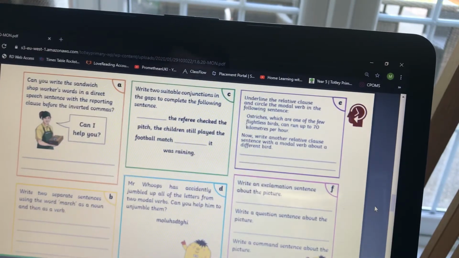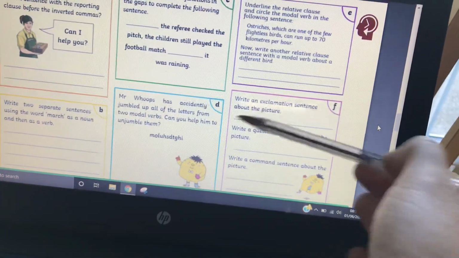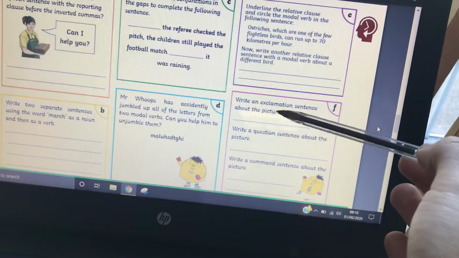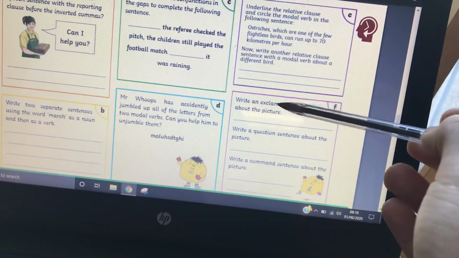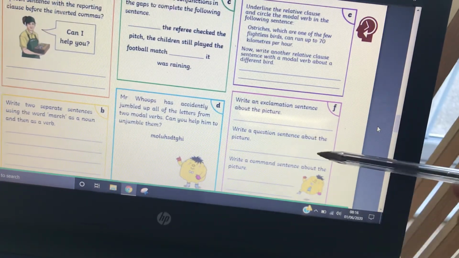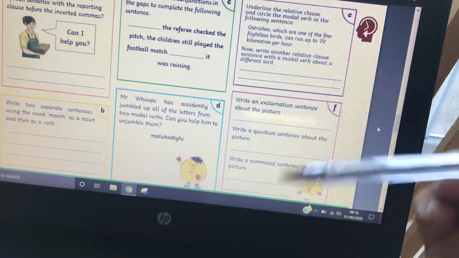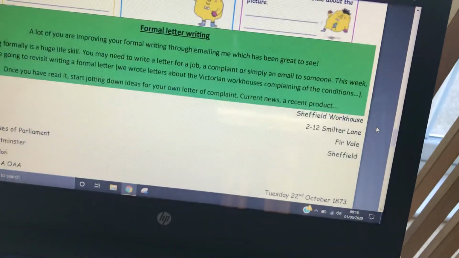This last one here. Write an exclamation sentence about the picture. So a sentence that ends with an exclamation mark. You could put, watch out, exclamation mark. Write a question, could be, how did you slip on that, question mark. And then a command can be, don't step on the banana skin. Command is literally, do or don't do this. Okay? Lovely. On to our task.